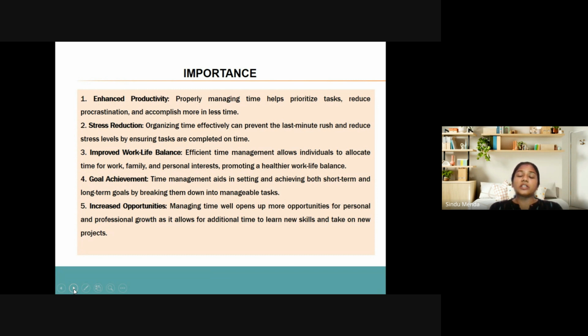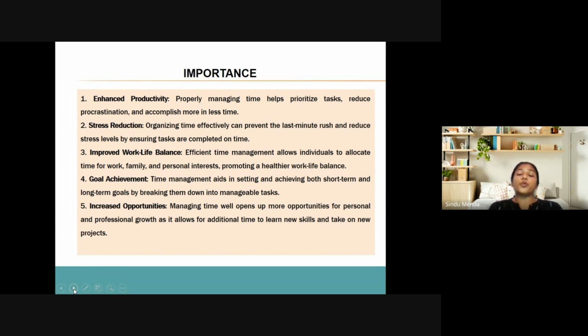When you are managing the time, it helps to prioritize your tasks and reduce delays in your work, like procrastination, and accomplish more tasks in less time. And the next one is stress reduction. When you give importance to time management, it can prevent the last minute rush and reduce stress levels by ensuring tasks are completed on their particular time.